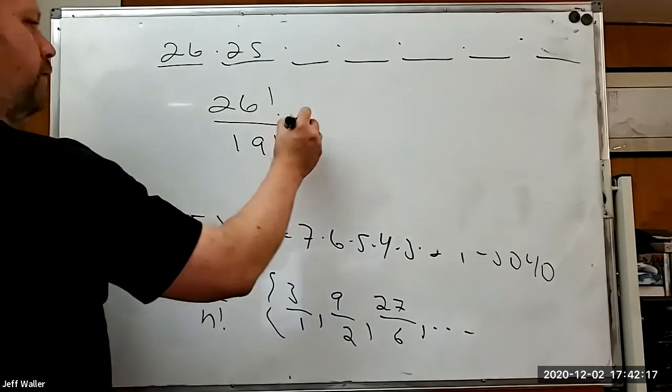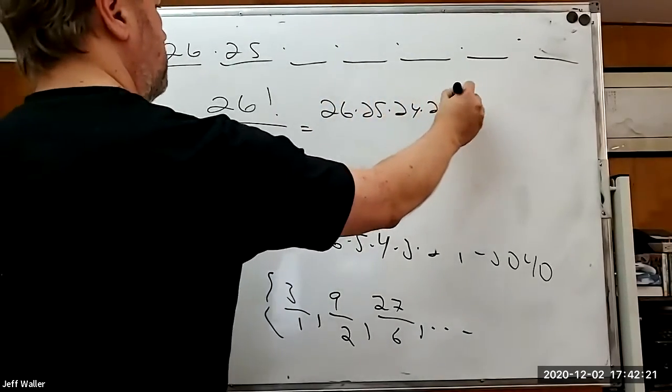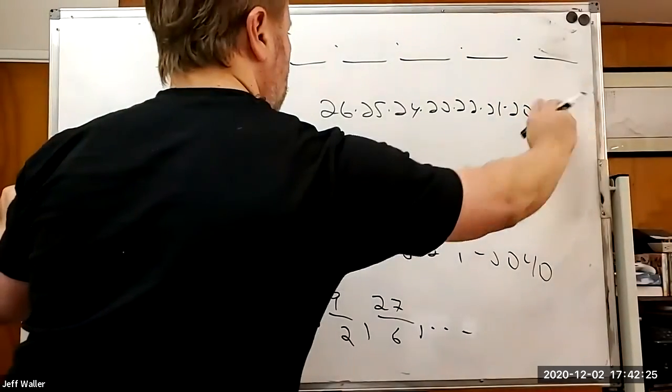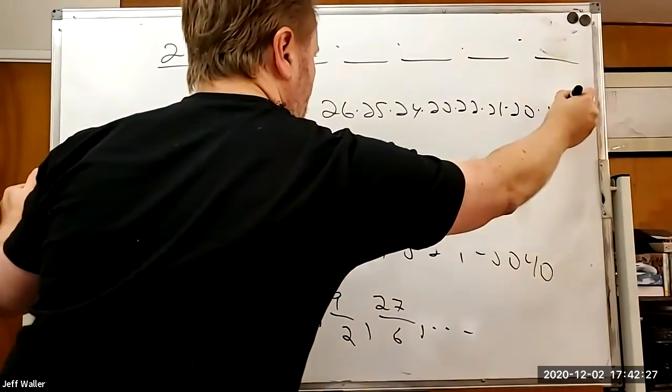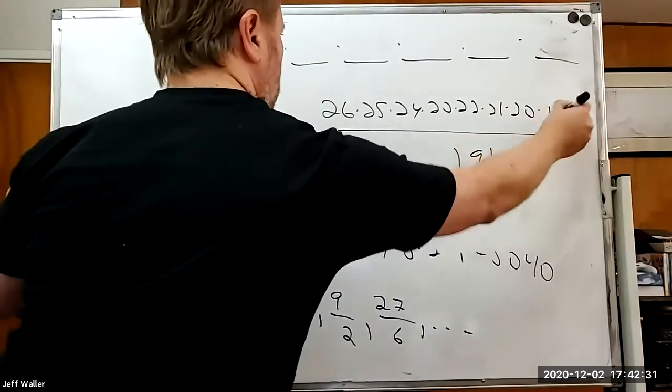Let's see that's true, because this would be 26 times 25 times 24 times 23 times 22 times 21 times 20 times 19 times 18 all the way down to 1. So isn't that 19 factorial right there? Wouldn't that just cancel?